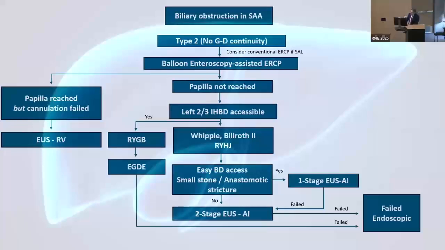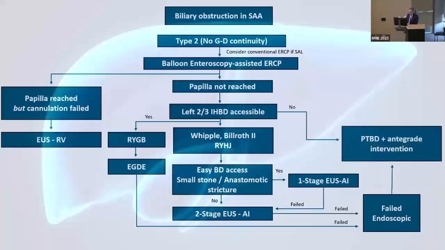In the case that either your EDGE or your two-stage antegrade interventional approach has failed, in my opinion, this would then define endoscopic failure. And it's in this group that you would then go for the PTBD approach and antegrade intervention. And we can discuss that. That's what the data currently suggests. But in reality and in practical terms, some of us move to PTBD a little bit earlier than this.